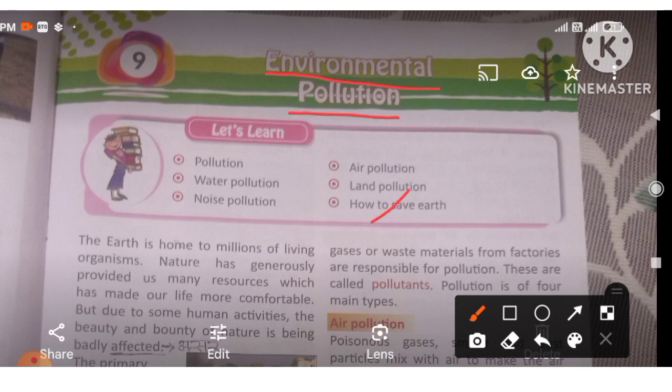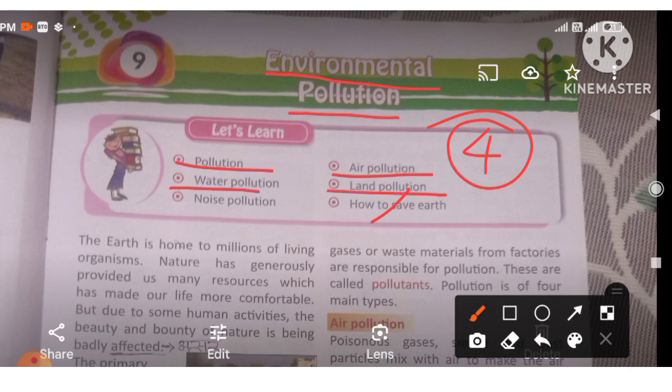Now in this topic we will study what is pollution and the types of pollution. There are 4 types of pollution: first air pollution, second water pollution, third land pollution, and last noise pollution. And at the last we will study how to save the earth. Before reading the chapter, we want to recap the chapter, that is, the themes of the chapter. First we will read the recap and then we will read the chapter and discuss all types of questions and any other problems.